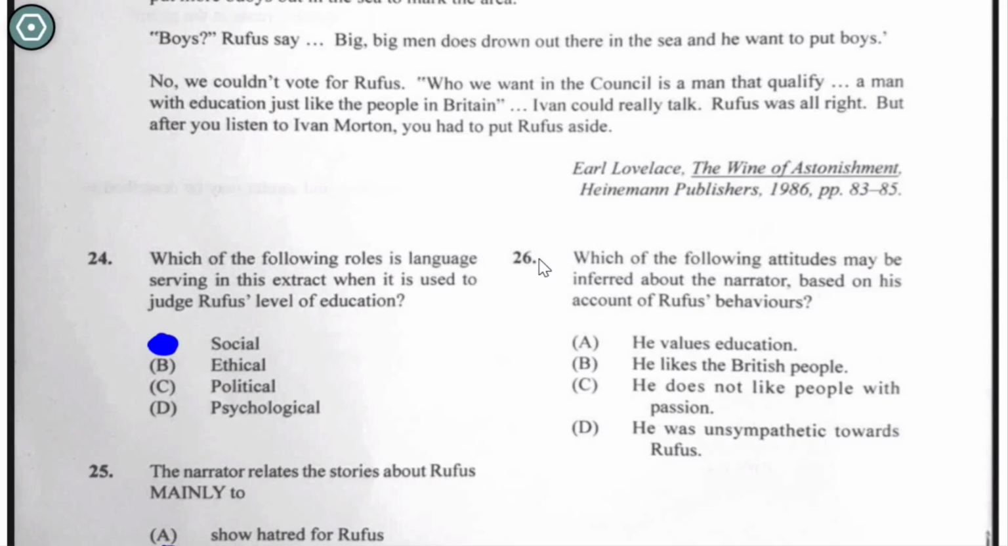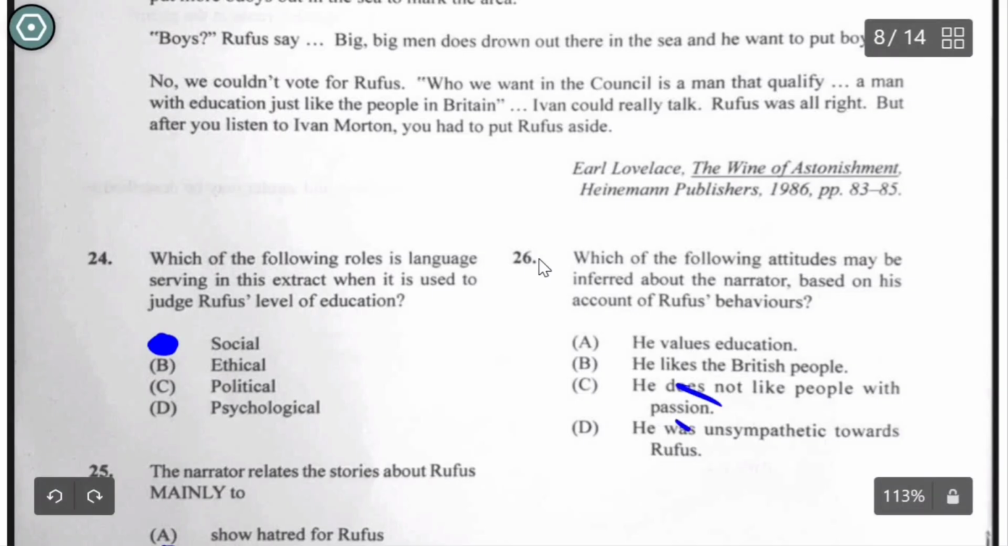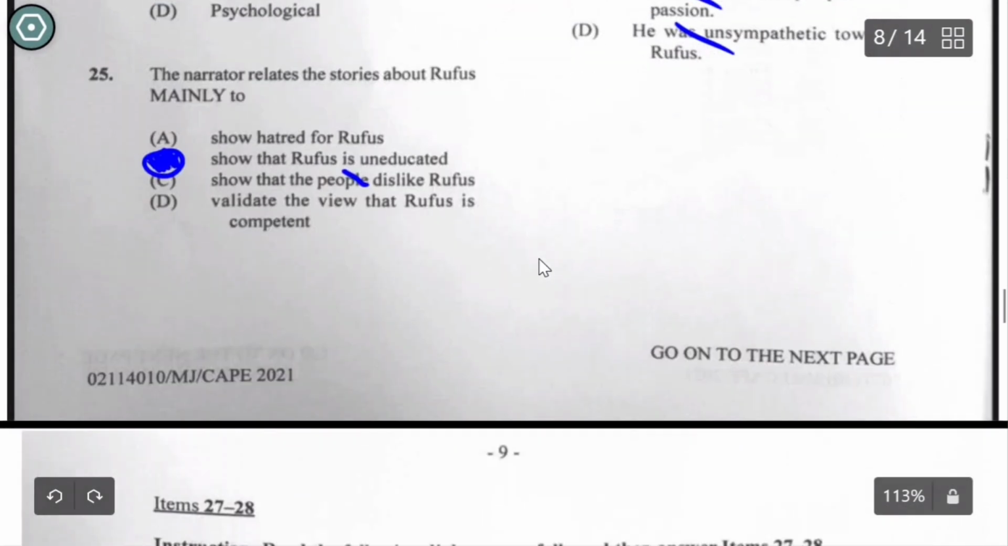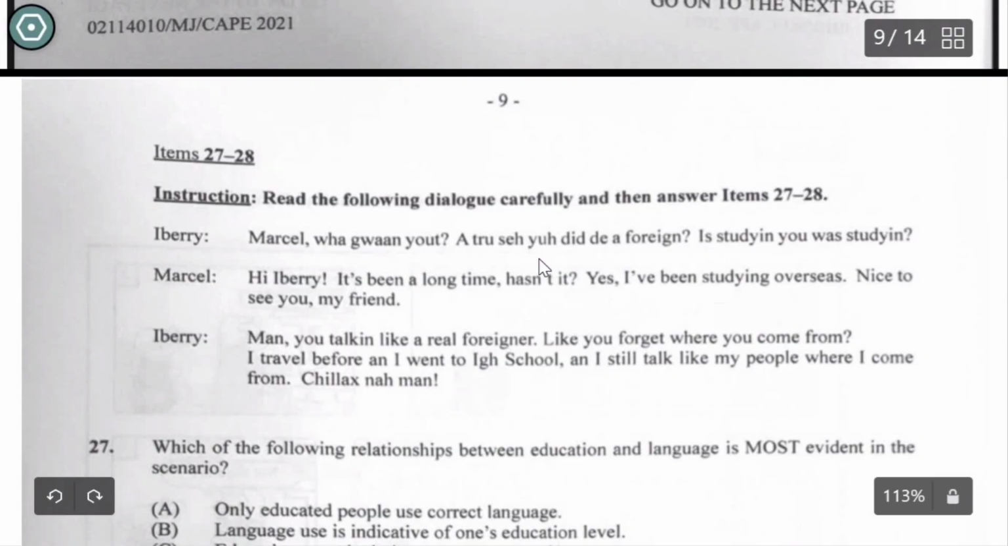26. Which of the following attitudes may be inferred about the narrator based on his account of Rufus's behavior? He values education. He likes British people. He does not like people with passion. He was unsympathetic towards Rufus. He was sympathetic, to be honest. He likes British people, it's a stretch. He values education, right? He values education. Now let's do 27 to 28.